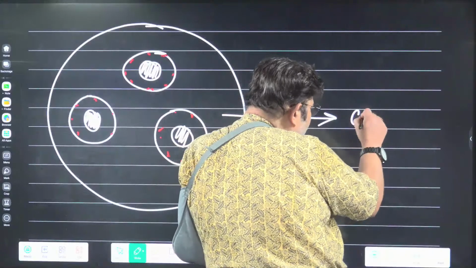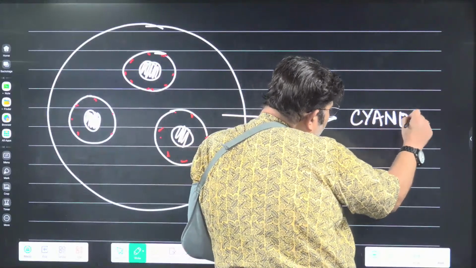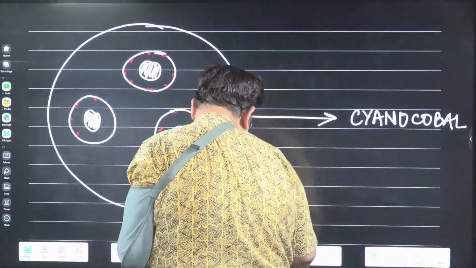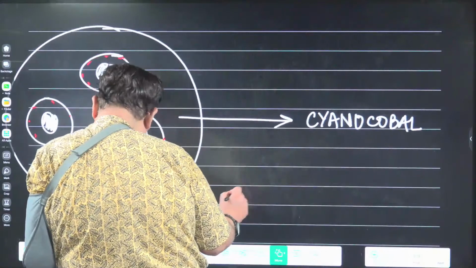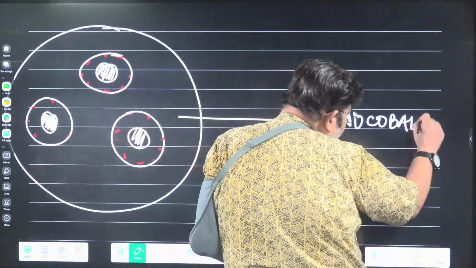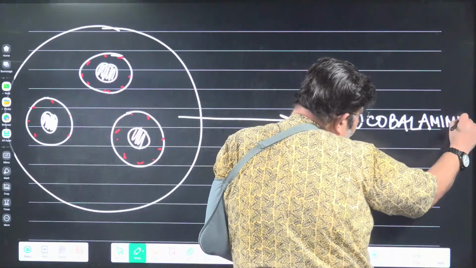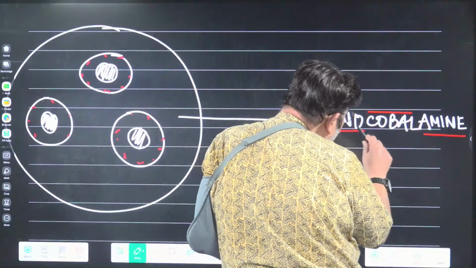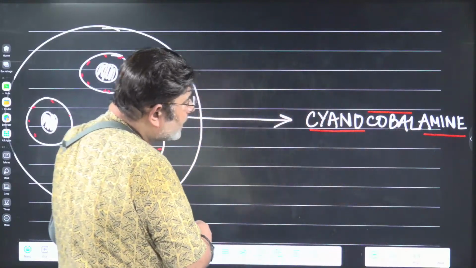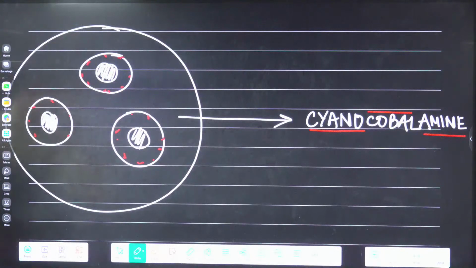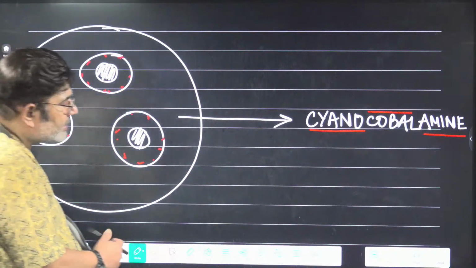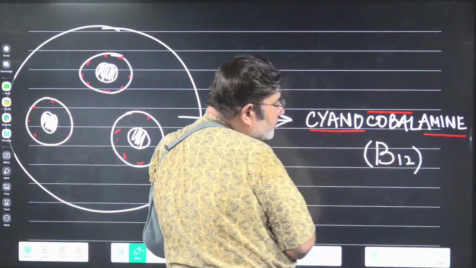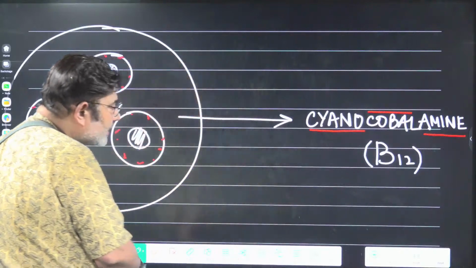Then they found that this anemia is due to deficiency of one factor, and that factor was later called a vitamin called cobalamin. The vitamin called cyanocobalamin. It is a cobalt containing vitamin. To remember the spelling, split it into three parts: cyano, cobal, and amine. In the vitamin B complex group, this is given the title of B12, vitamin B12, but it is cyanocobalamin.